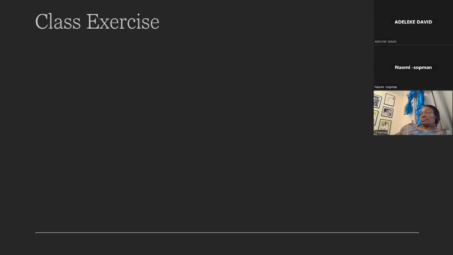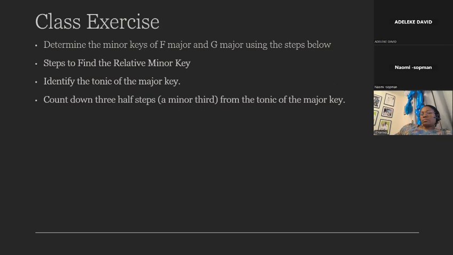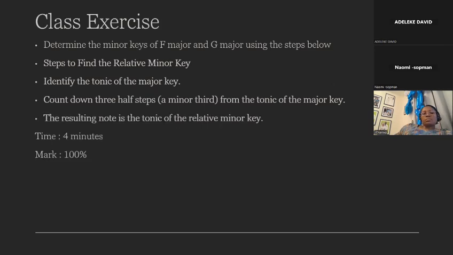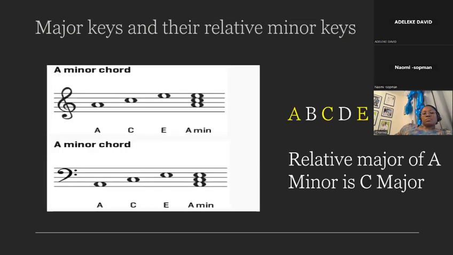So let's look at this now. Now determine the minor key of this. Oh, pardon me. Sorry, it was a mix-up somewhere. All right, looking at this. Sorry, this is not meant to be the title. I think I didn't edit my slide properly.